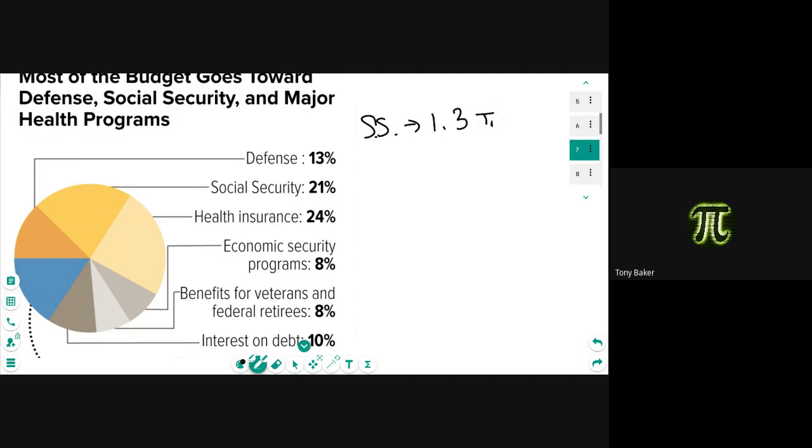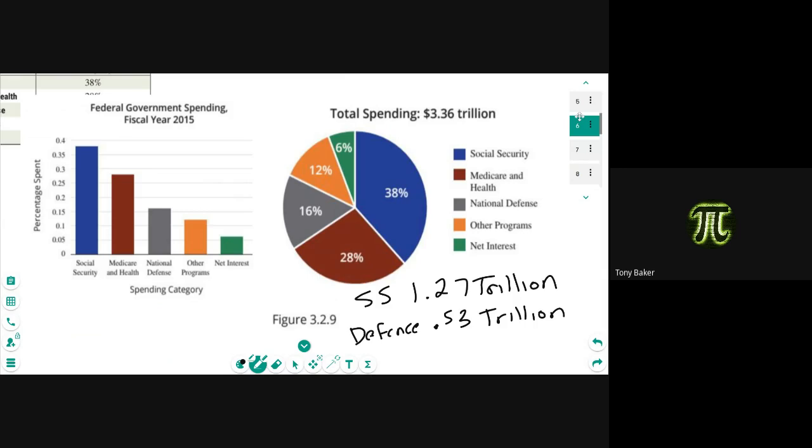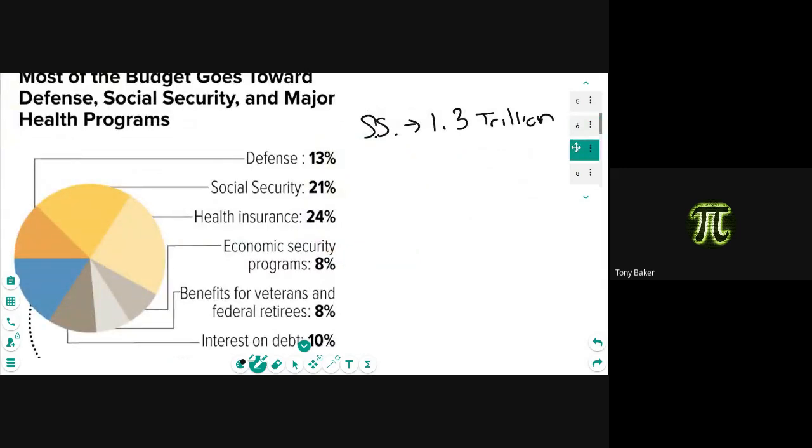$1.3 trillion. All right, and last time it was 1.27. So the amount of Social Security really hasn't changed from 2015 to today or last year. But really the relative amount matters more. So the amount of the budget, that's the thing.